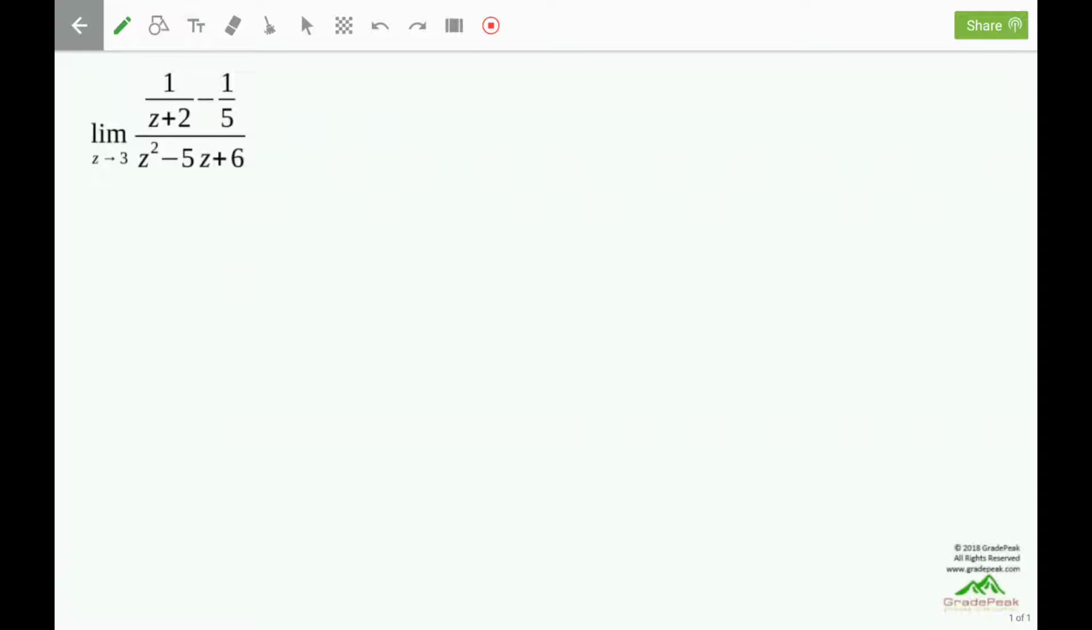Limit as z goes to 3 of (1 over z plus 2 minus 1 over 5) over (z squared minus 5z plus 6). The first thing we're going to do is try plugging a 3 in for all of the z's. In the numerator, that'll give us 1 over 3 plus 2 minus 1 over 5. In the denominator, that'll give us 3 squared minus 5 times 3 plus 6.